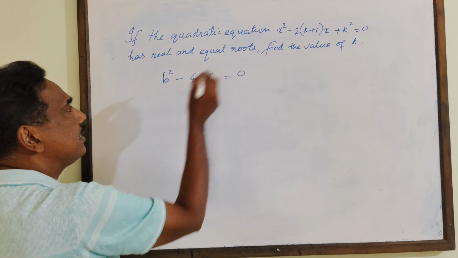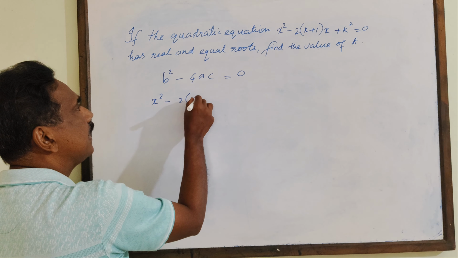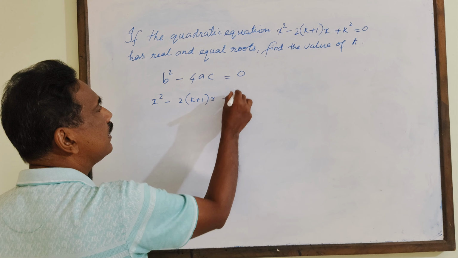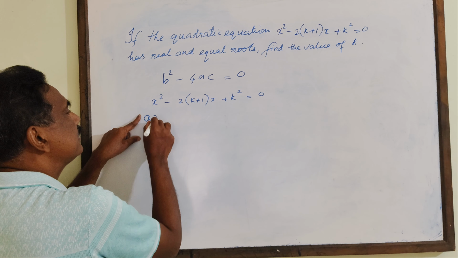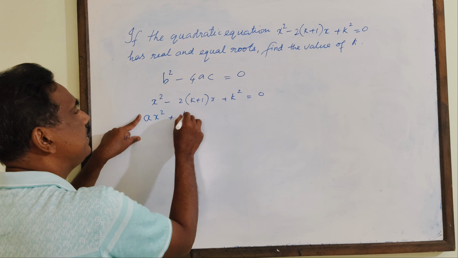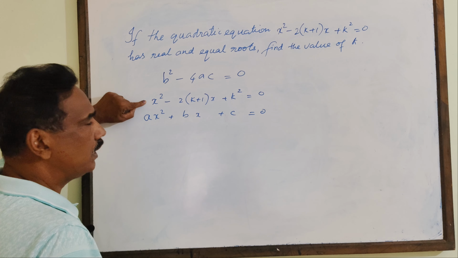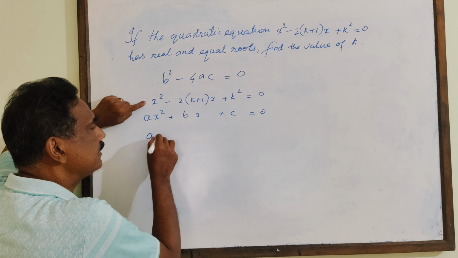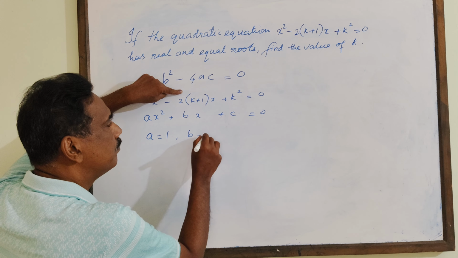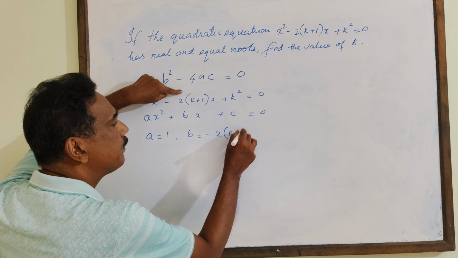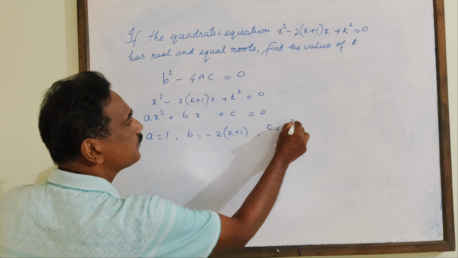For that, here your quadratic equation is x square minus 2 into k plus 1 x plus k square equal to 0. You remember your general formula is ax square plus bx plus c equal to 0. Comparing these two, you can get x square, that means 1 x square, that is a is equal to 1. What is b? This is bx, that is b is equal to minus of 2 into k plus 1. And what is c? The last one, c is equal to k square.